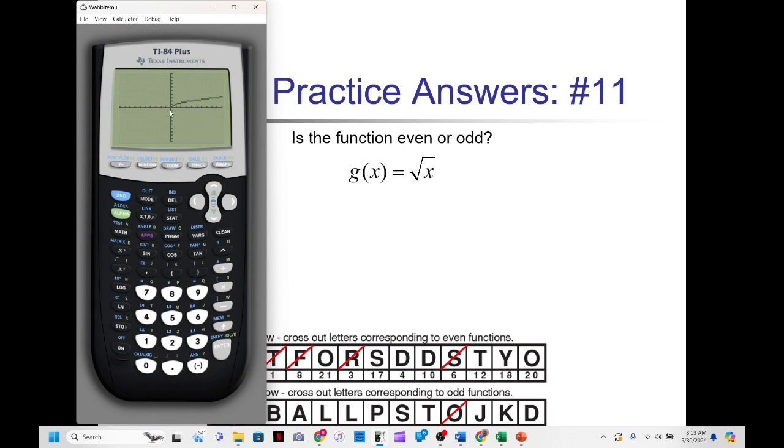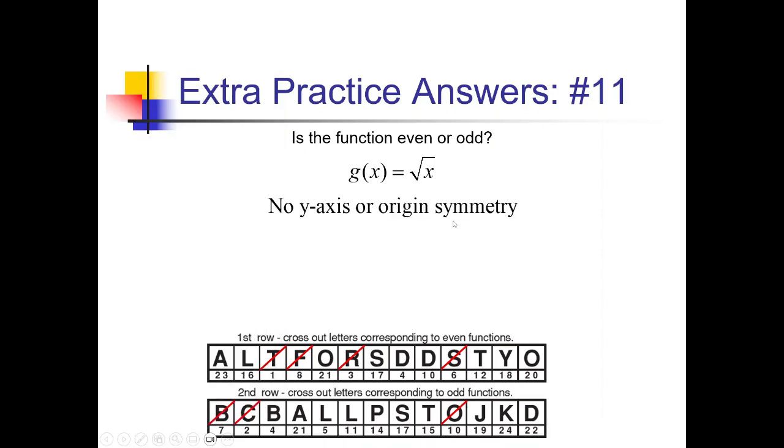And we don't have y-axis symmetry at all. We also don't have origin symmetry because I don't have anything here in the third quadrant. So this is neither even nor odd because we don't have any kind of symmetry.